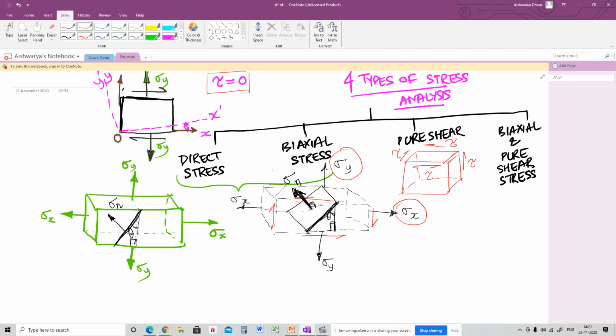Just let me know, because this is a very, very important topic. Ma'am, can you please tell about the principal plane once again, please? A principal plane is a kind of plane where the shear stress will be zero.